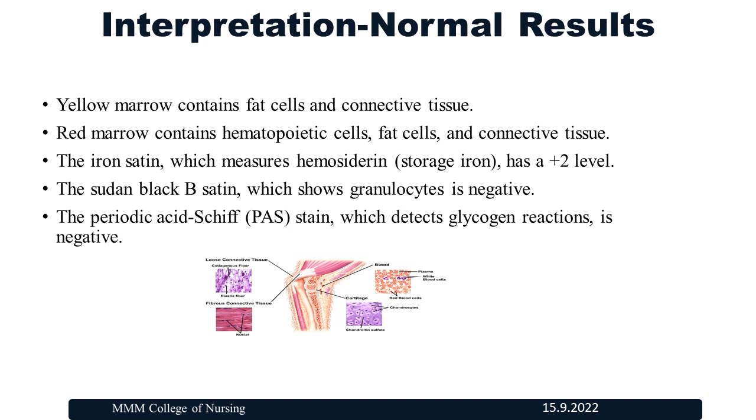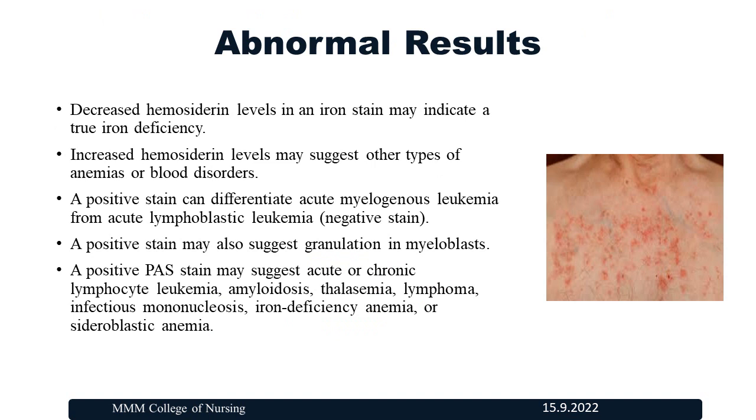Interpretations. The normal results: yellow marrow contains fat cells and connective tissues. Red marrow contains hematopoietic cells, fat cells, and connective tissues. The iron stain, which measures hemosiderin, has +2 levels. The Sudan black B stain, which shows the granulocytes, is negative. The periodic acid-Schiff stain, which detects the glycogen reaction, is negative.